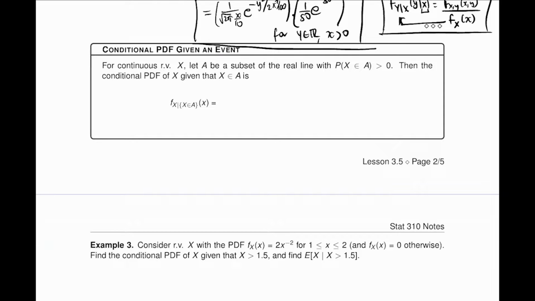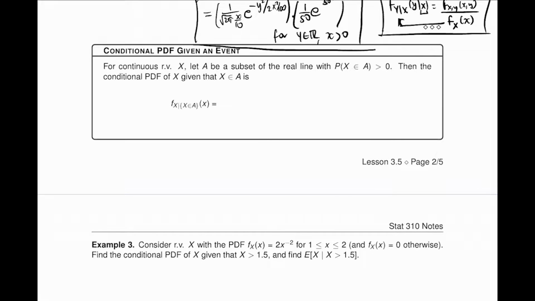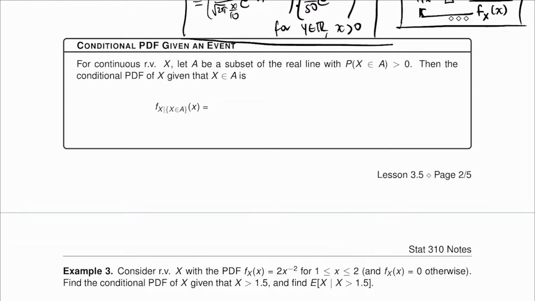Now we will define the conditional PDF given an event. For example, for a continuous random variable x, let A be a subset of the real line with probability of x belonging to that subset greater than 0. Then the conditional PDF of x given that x belongs to that subset is given by this.